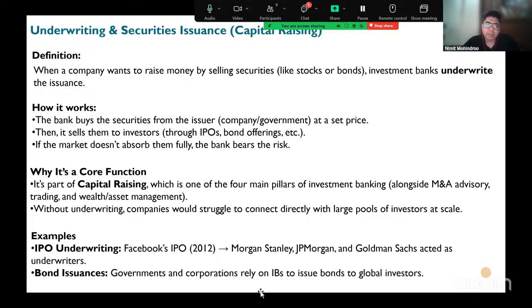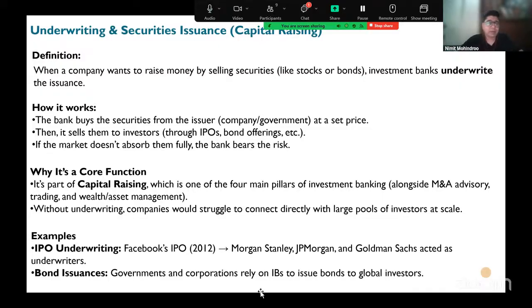Without underwriting, companies would struggle to connect directly with large pools of investors at scale. When a company goes public and people invest at very large scale, it is not possible without this core function of investment banks.